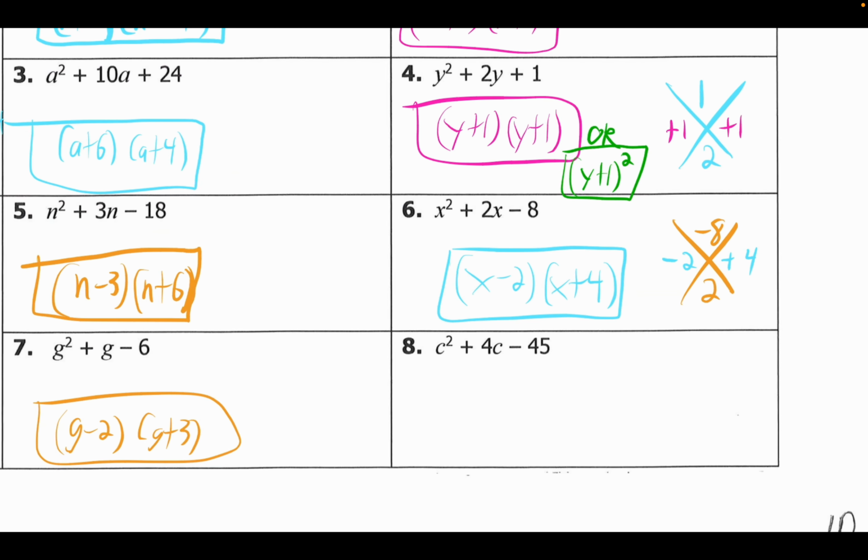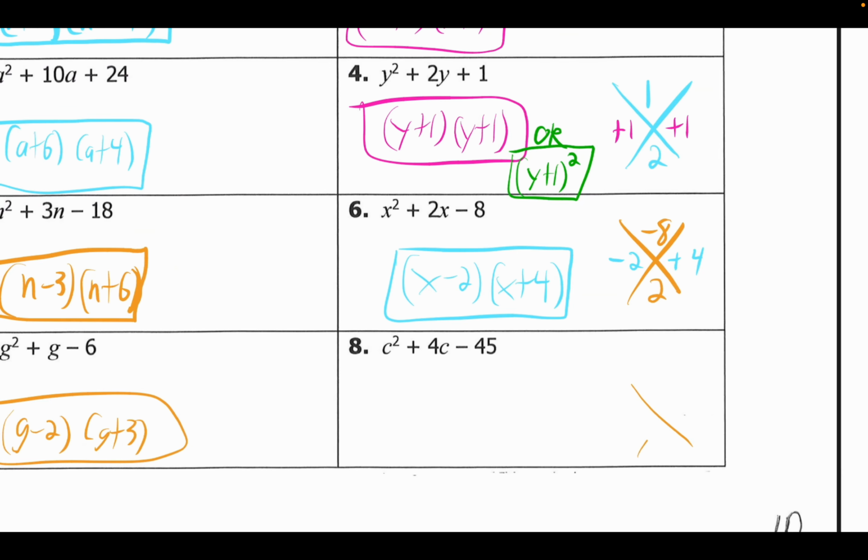Number 8, make the x, negative 45 on the top, positive 4 on the bottom. The sides end up being negative 5 and positive 9, which give me c minus 5 and c plus 9.